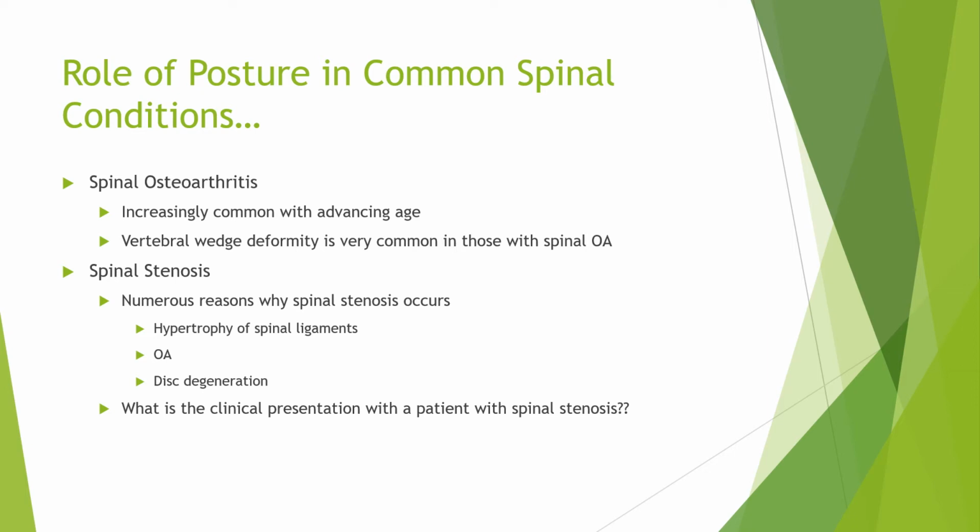And then spinal stenosis is another spinal condition that we see in our geriatric population. There are numerous reasons why spinal stenosis occurs, but some of those might be hypertrophy of the spinal ligaments, OA, or disc degeneration. And I also think that this can happen due to hypertrophy of spinal ligaments if our bodies are in poor posture for a long amount of our time throughout our life due to habitual postures. That can put increased stress on the spine. And then I want you to think about what the clinical presentation with a patient with spinal stenosis might be. What would they typically complain of?